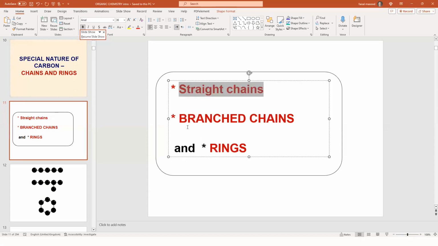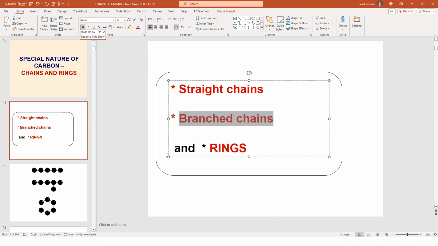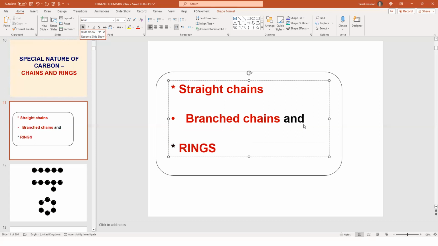Rings are normally in A2, A level part 2. Normally, when you talk about AS, they focus on straight chains. And also, when you talk about carbon's capability, carbon is tetravalent. What is tetravalent? Tetravalent means that it is capable of forming multiple bonds, a variety of bonds.